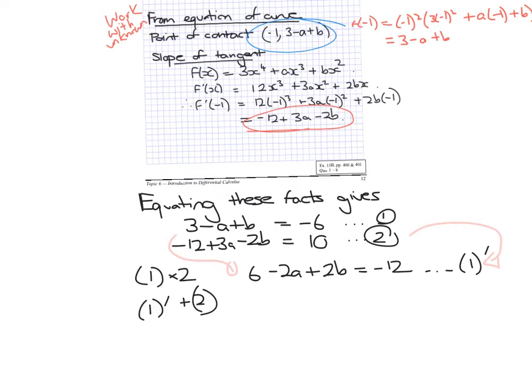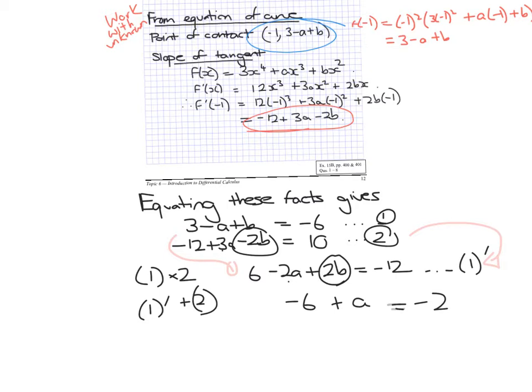So if I add those two equations together, on the right hand side, I'm going to get 10 plus -12, which is -2. If I add 2b and -2b, they're going to cancel out. So I'm going to add 3a and -2a now. That's just going to give me a. And then I'm going to do 3 plus -12, and that's going to give me -6. So I get -6 plus a equals -2.